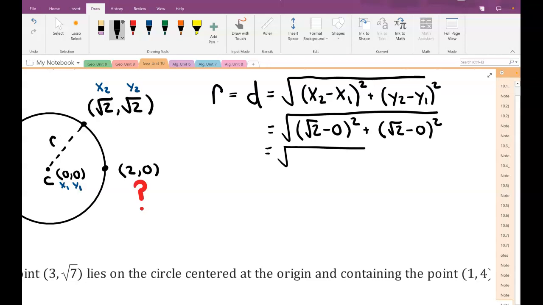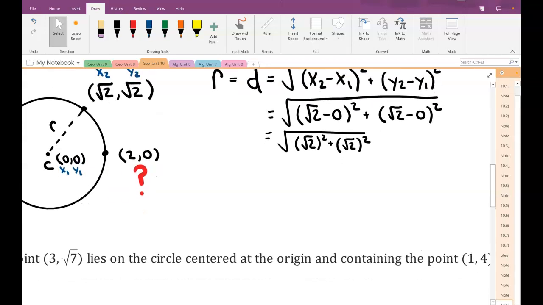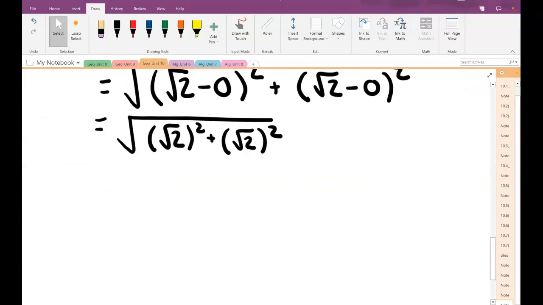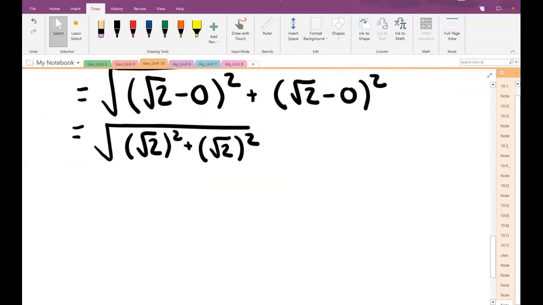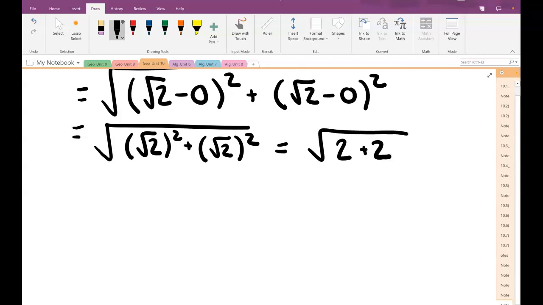So 2 minus 0, that's just 2. So we have the square root of 2 squared plus, same thing on the other side, 2 squared. I'll zoom in more if I can. Squaring a square root undoes the operation. So we would be left with the square root of 2 plus 2, which is equal to the square root of 4. Square root of 4 is a perfect square, so we can take it out and we get a whole number. So we get 2.